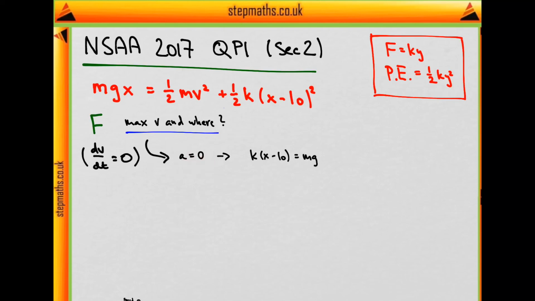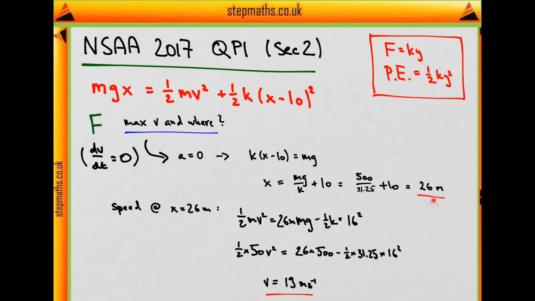If acceleration is 0, that means that the forces are balanced. Force of gravity equals the force exerted by the rope. And once again, when we plug in the numbers, we get 26 meters. So now we know where this maximum speed occurs, but we don't know the speed itself yet. But luckily enough, we have our new best friend, the red equation. When you plug in the position x equals 26 meters, I've plugged in 26 for x, and 16 for 26 minus 10, that's here. Plug in all the other numbers in this line, and finally I get that v equals 19 meters per second.